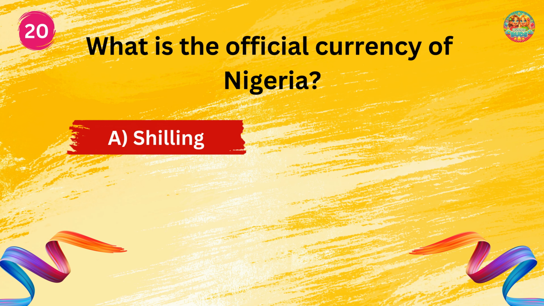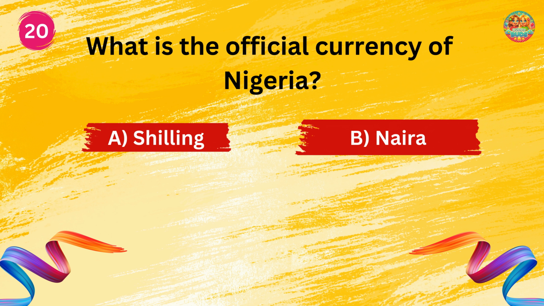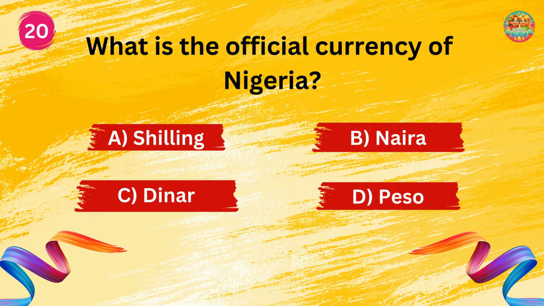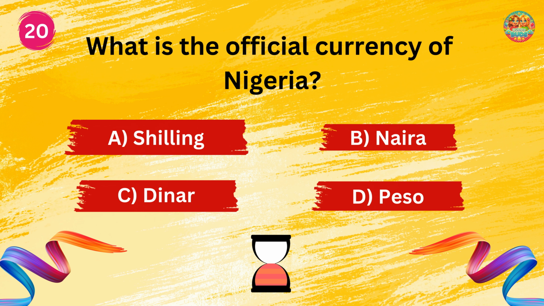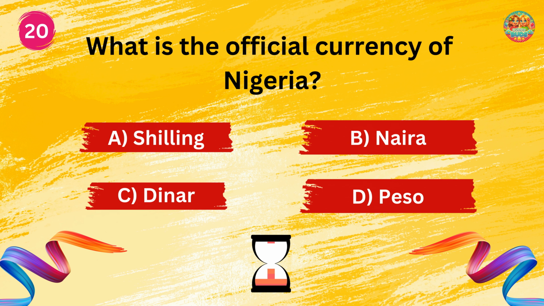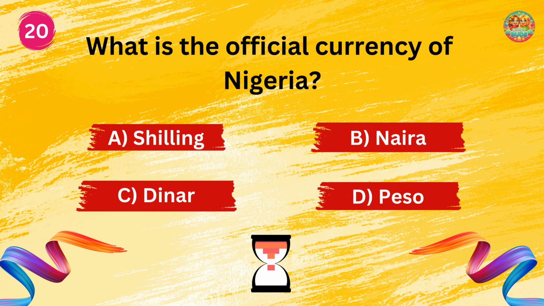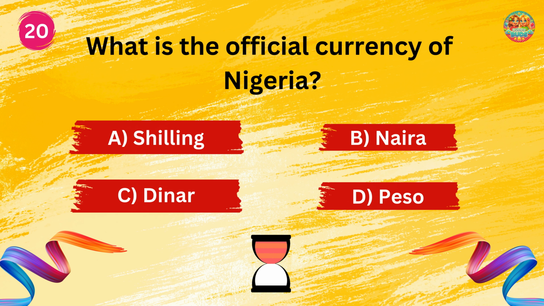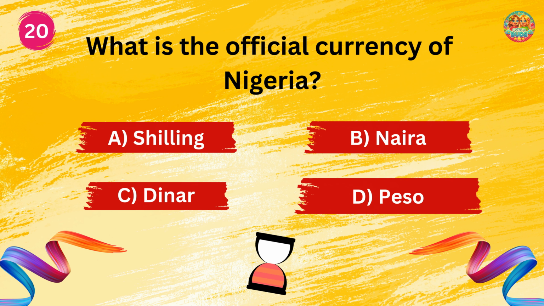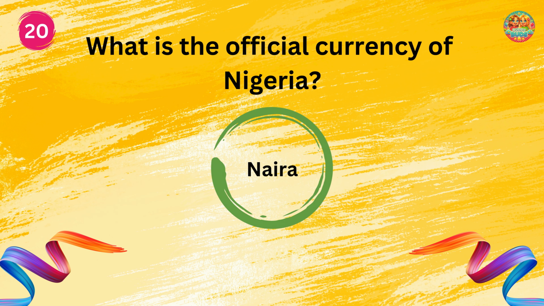What is the official currency of Nigeria? A. Shilling. B. Naira. C. Dinar. D. Peso. And the answer is, yes, it's Naira.